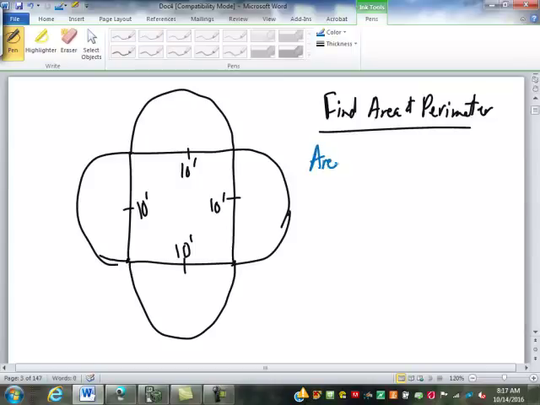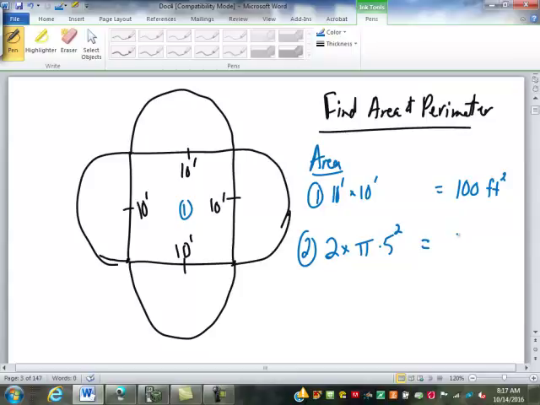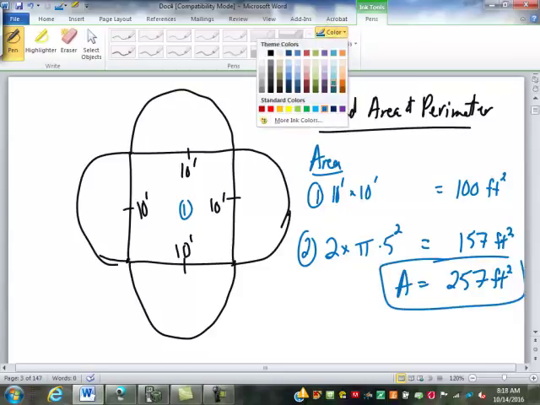For area, we've got the rectangle inside here. I'll call that shape 1. That's just 10 feet by 10 feet, or 100 square feet. There's 4 half circles out here, which basically make 2 full circles. So that's going to be 2 times pi times what squared? 5 squared is each radius. So that multiplies up to be 157, right? Each of them was 78.5, times 2 is 157. So the total area is just 257 square feet.